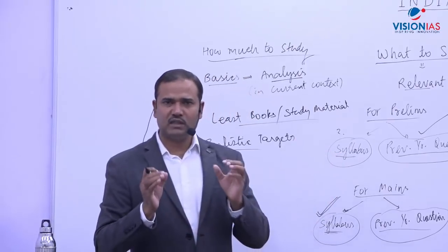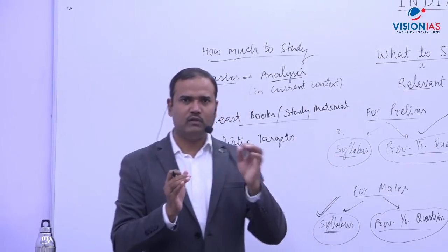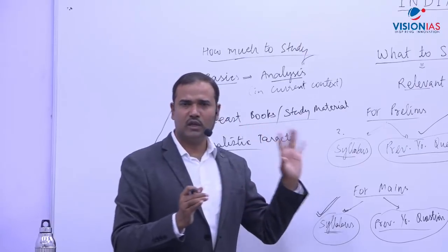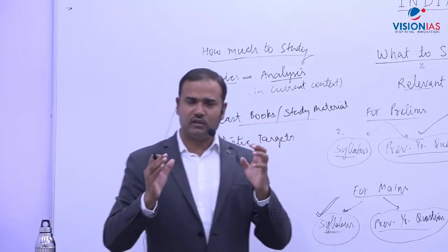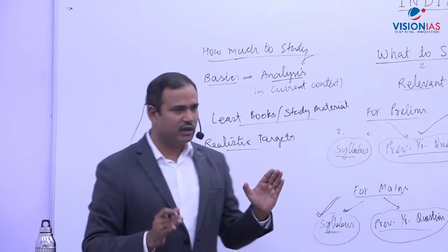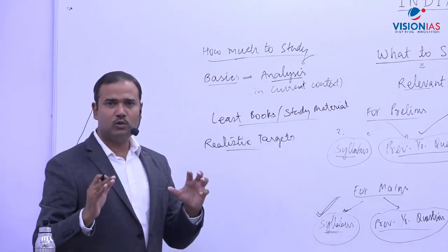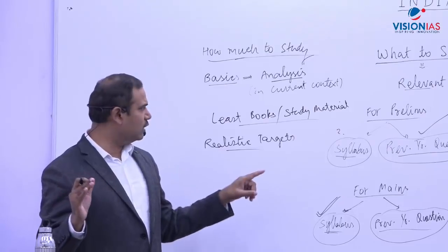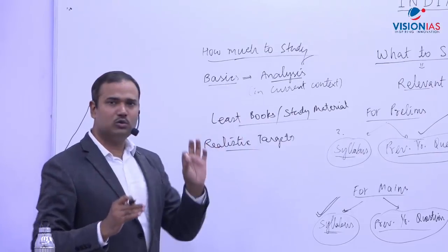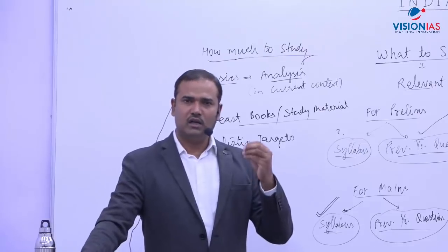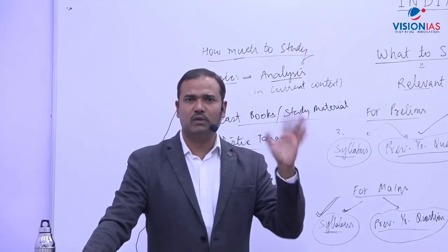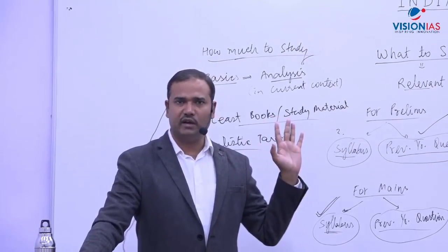It means that you may study less, maybe just one source in each subject. But the basics will be thorough. That is very, very important. That is why realistic targets are very important. Don't try to study too much. That is why I told you, follow the fewest books: hardly one prime book and then one or two supplementary in every subject, every area.